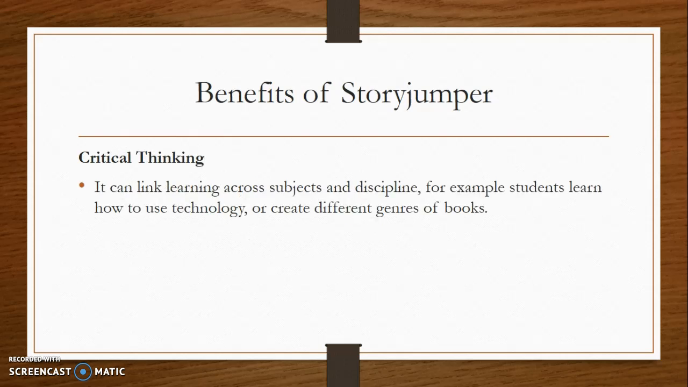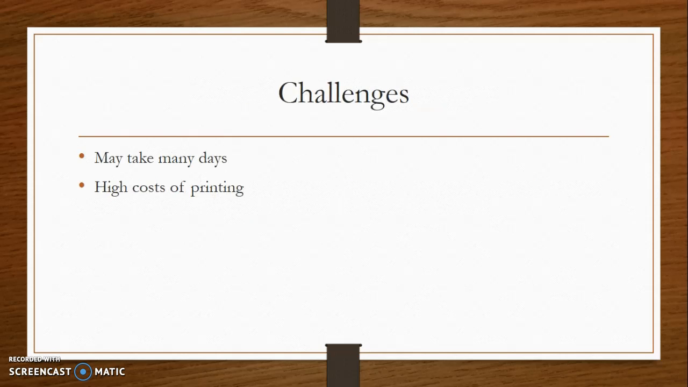So there's also the aspect of critical thinking, which means you can link learning across subjects and disciplines. For example, in my class, you can translate it to different languages, and students, most importantly, learn how to use technology, and they can actually create different genres of books. So those were the advantages of using it. And I must say, the feedback I got from the students, they were very excited using Story Jumper.